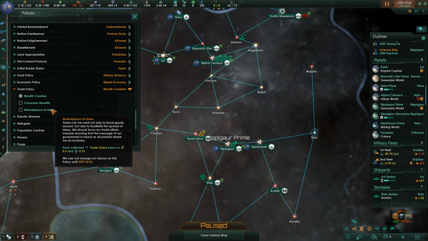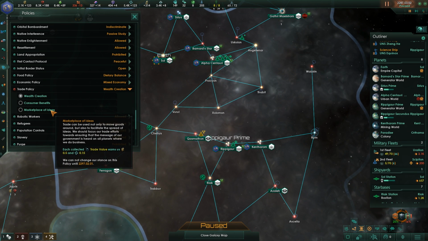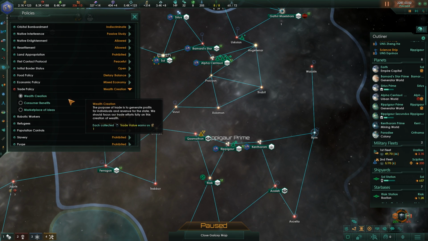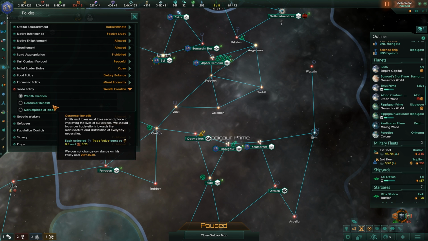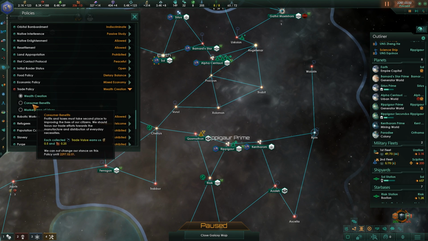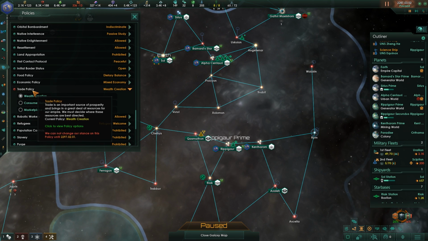Yes, consumer benefits and marketplace of ideas. Marketplace of ideas is, for me, pretty much a de facto go-to. And in times of low energy income, going back to wealth creation is maybe a way of doing things, but be really, really careful about wealth creation, especially if you want to use consumer benefits or marketplace of ideas at some point in the future.